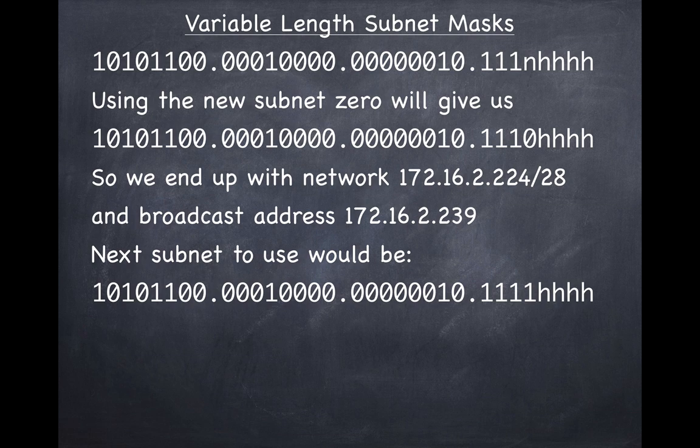The next subnet we would use would be setting that network bit from 0 to 1, which I've shown down to the bottom. And what we would do, notice that we ended with 2.239. So as a double check, our subnet address for the next subnet should be 2.240.